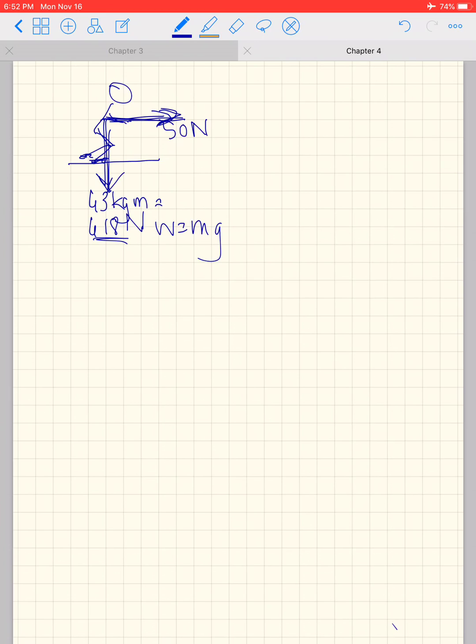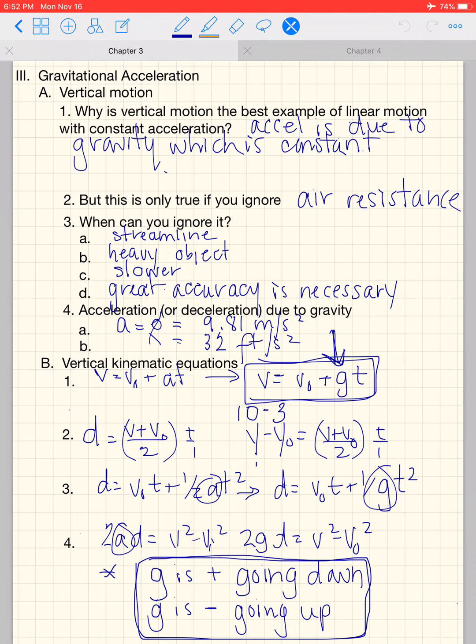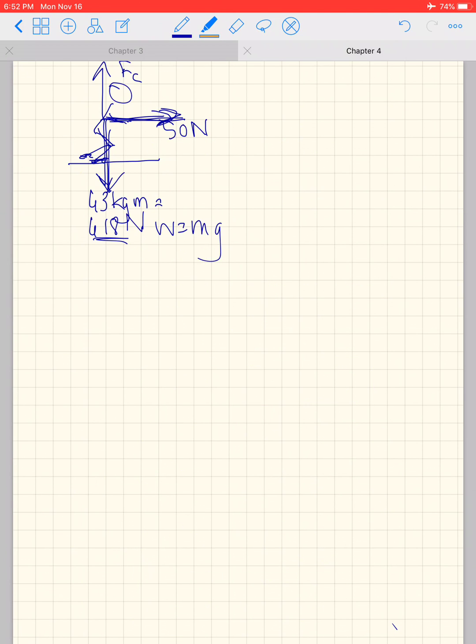Is there force of contact? Is he rolling, sliding, resting on a rigid surface? Yes. So there's force of contact up here. And then finally, the last question, is there any conversation about friction? No. All right, so the next thing I'm going to do is throw in my XY axis. I have to be careful about this.